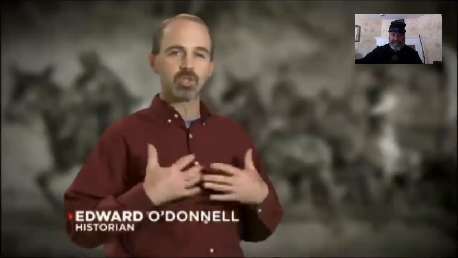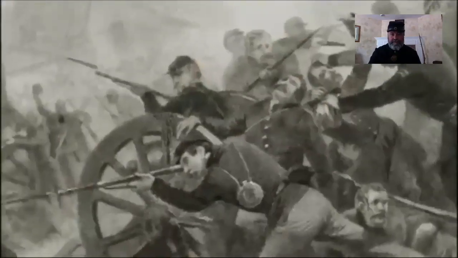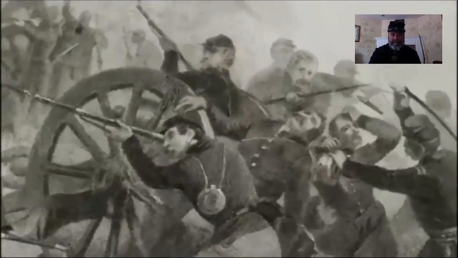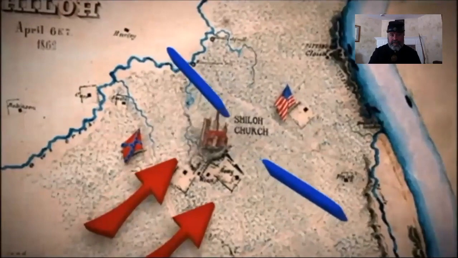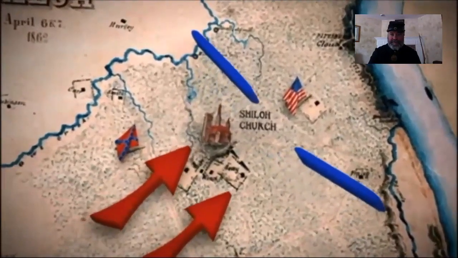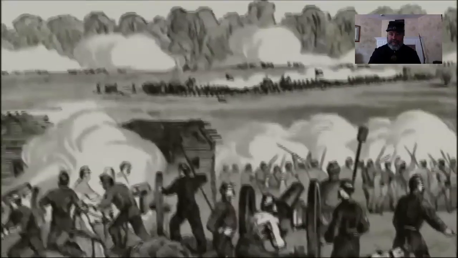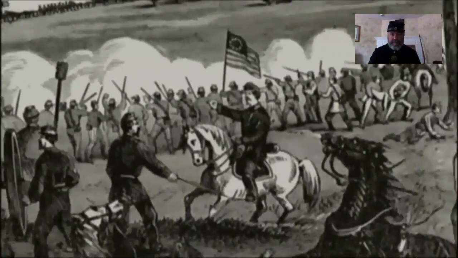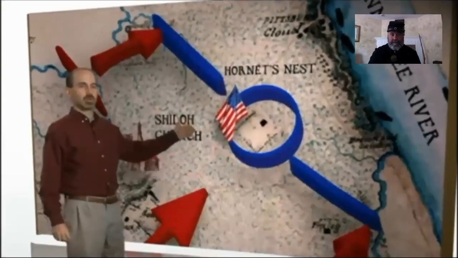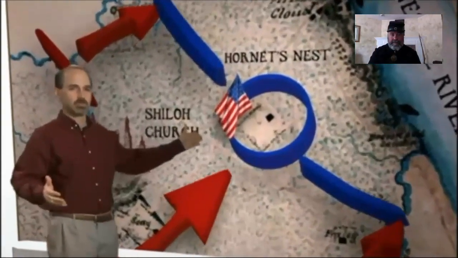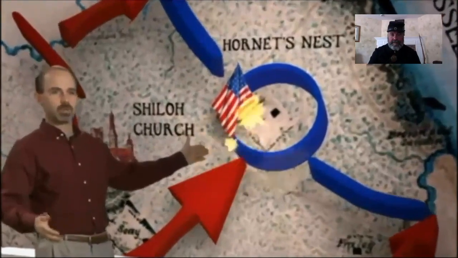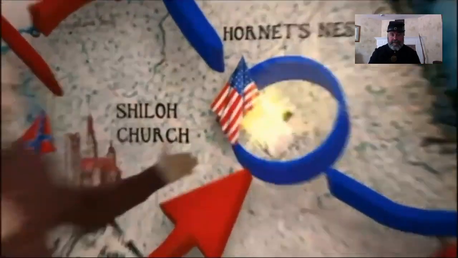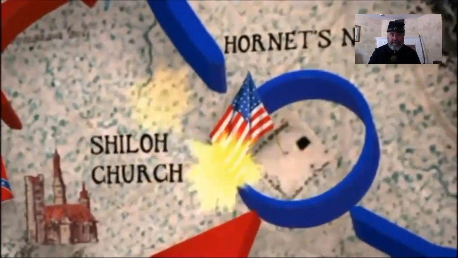The Union forces are so unprepared that they're actually still making their breakfast. Some of them are still sleeping in their tents, and they are almost completely overrun by this surprise attack. The Confederates drive the Union Army back toward the Tennessee River, threatening to destroy it. But the Union line holds at a critical point that becomes known as the Hornet's Nest. And this is where Grant, in the midst of this Confederate offensive, turns to his commander, Benjamin Prentiss, and says, "You have got to hold this position at all costs." And Prentiss and his men do just that.